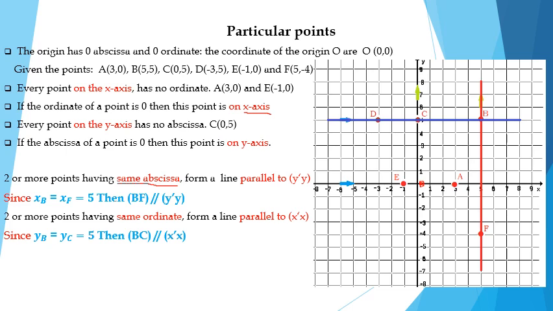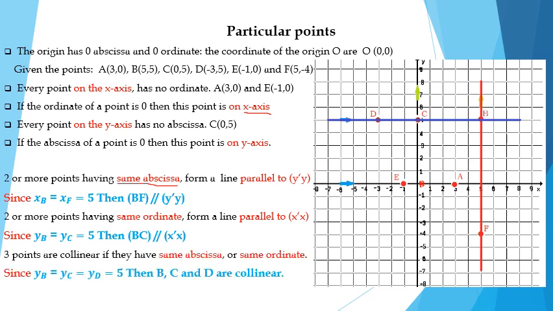If they have the same ordinate, then the line formed is parallel to x prime x. Okay, it's how we prove that BF is parallel to y prime y, or BD is parallel to x prime x. We can say that 3 points are collinear. Collinear means that they belong to the same line. How? If they have the same abscissa or the same ordinate.